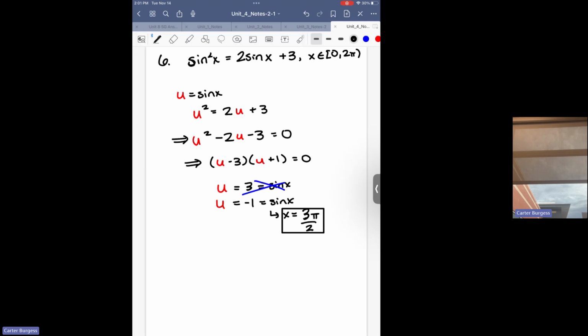Yep. No, you can. Just replace all the sine squares, or the sines, with u. So you get 1 minus u squared is equal to 2u plus 2, and then get 0 on one side. Definitely.